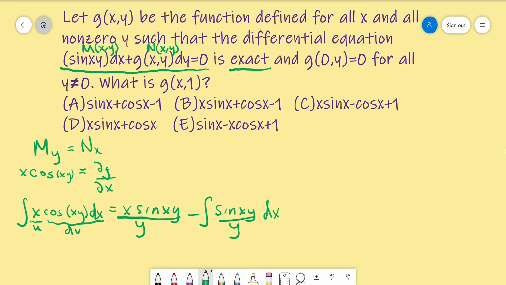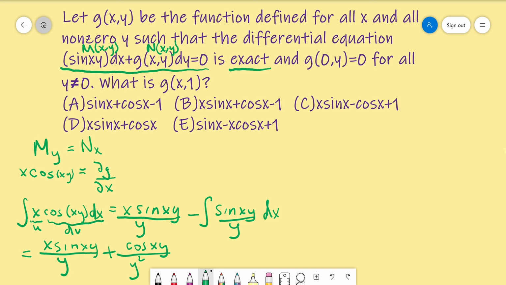And let's continue here. So we have x sin(xy) over y minus this integral. What's the integral of sin(xy) with respect to x? It's going to be negative cos(xy) divided by y. Okay, so a negative and a negative makes a positive. Cos(xy) divided by y, but we already have a y in the denominator, so we're going to end up with y squared.